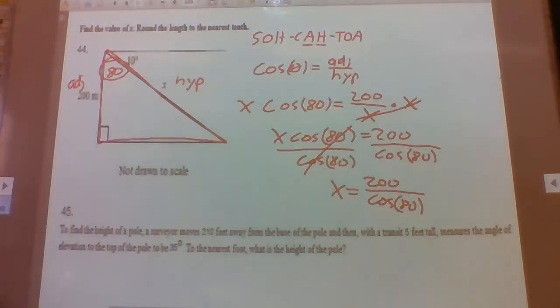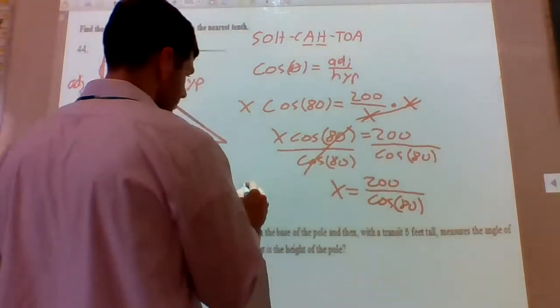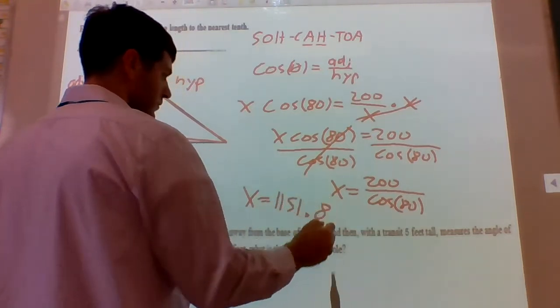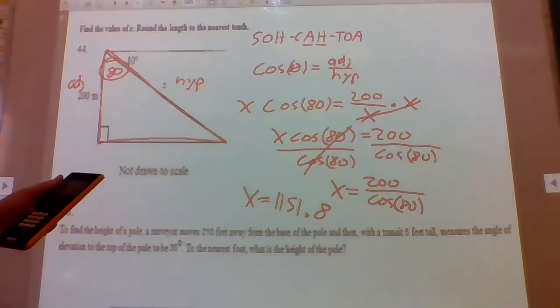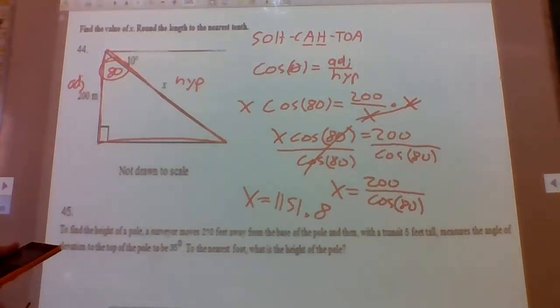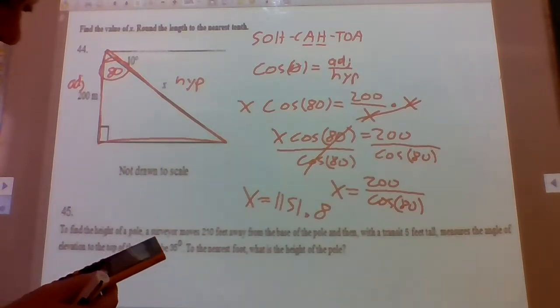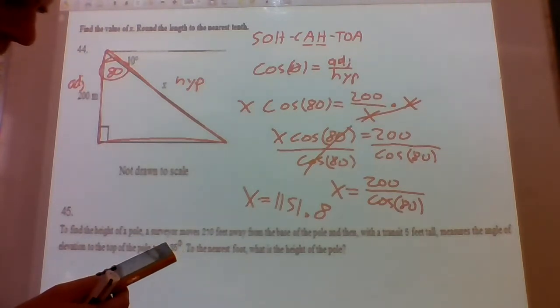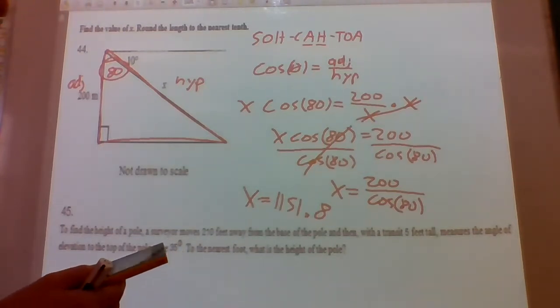Gotta put that in the calculator. Cosine of 80. We're rounding to the nearest tenth. So I got 1,151.75. So the 5 is going to round that 7 up to an 8. So x equals 1151.8. I'm not sure about the settings for rounding. Maybe they truncated it, maybe it was 748 or something. I don't have enough information. Probably should change the settings on this, but that's okay.